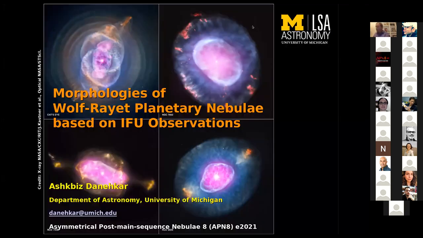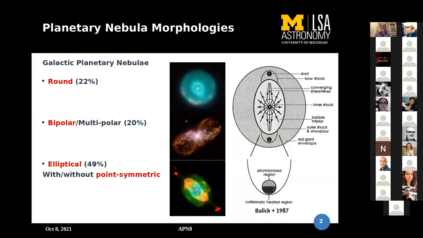Hello, everyone. I would like to thank the organizers for giving me the opportunity to present my talk. Today, I will talk briefly about the morphology of planetary nebulae around Wolf-Rayet central stars, which we see by using IFU observations. We typically have three classifications of morphology of planetary nebulae: round, bipolar and elliptical. About half of them are elliptical with or without point-symmetric structure, and about 20% are bipolar.